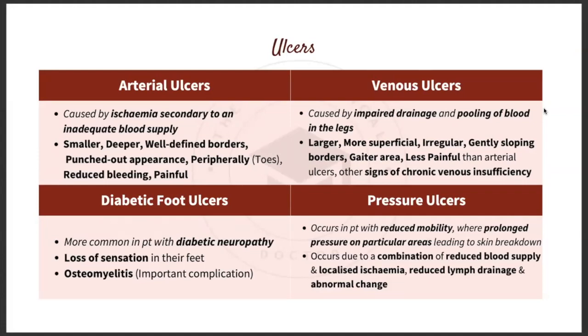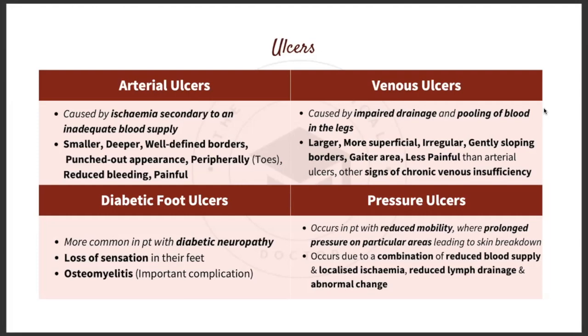It's caused by ischemia, secondary to an inadequate blood supply. They're usually smaller, deeper, have well-defined borders, punched out appearance, occurs peripherally, usually on the toes, and there's reduced bleeding, but it's painful. Venous ulcers, it's caused by impaired drainage. So the arterial ulcers, lack of blood supply. Venous ulcers, there's pooling of blood and usually impaired drainage.